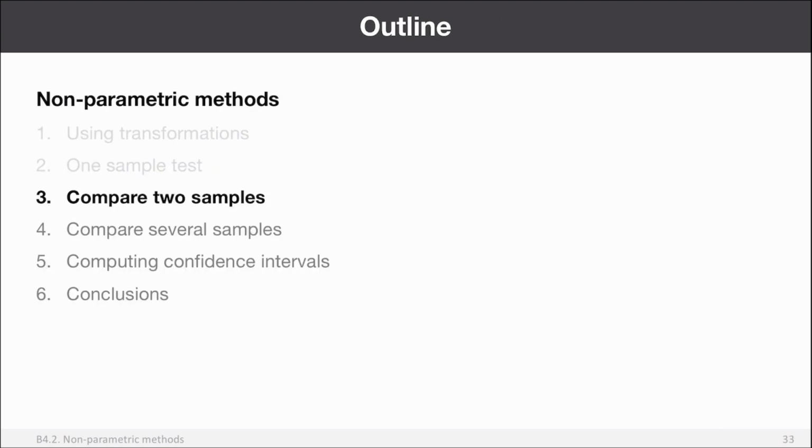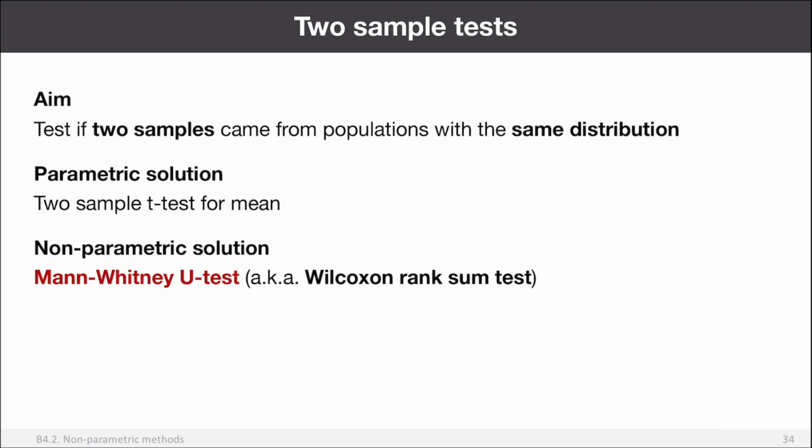Let me again start with defining a problem. So two sample tests we need if we would like to find out how likely two samples came from the same population, right? From the population with the same properties, so to speak. So the populations have the same distribution.